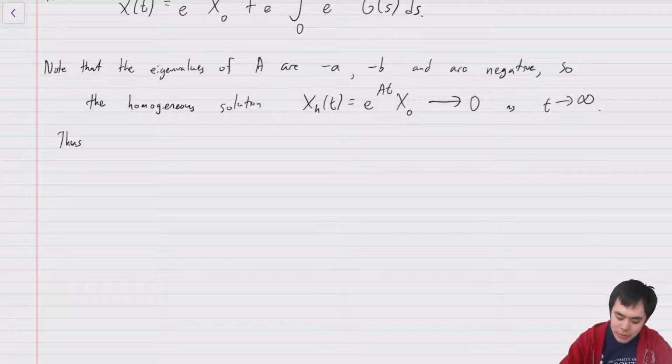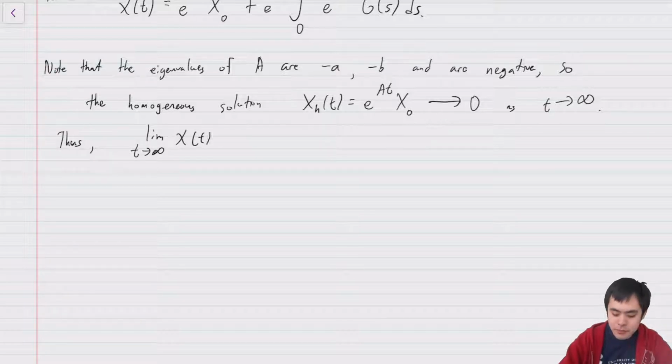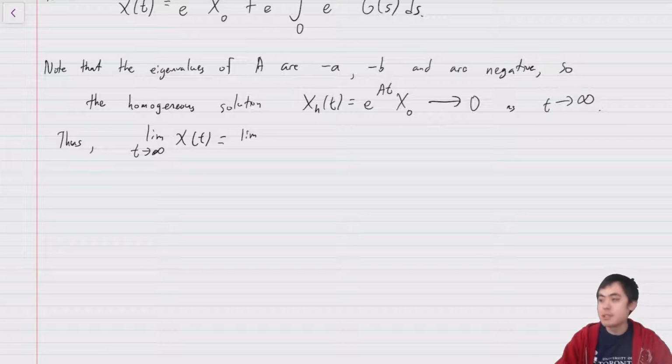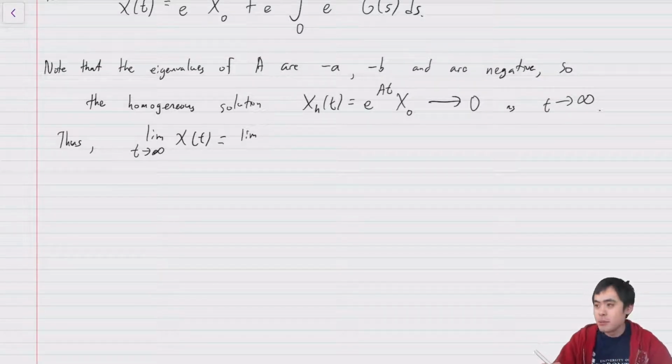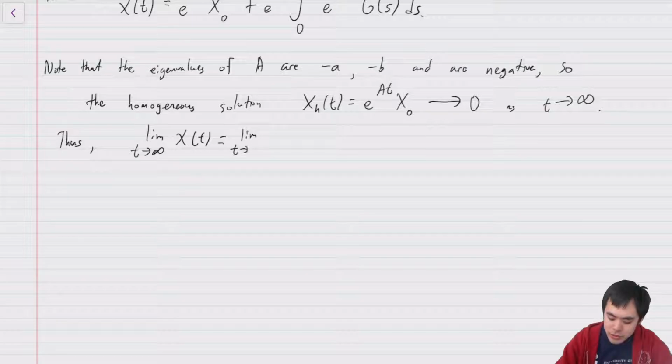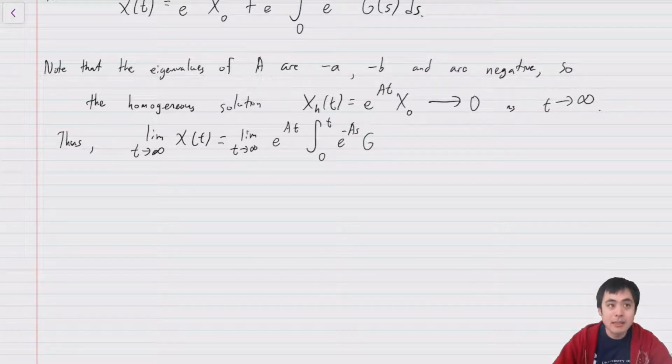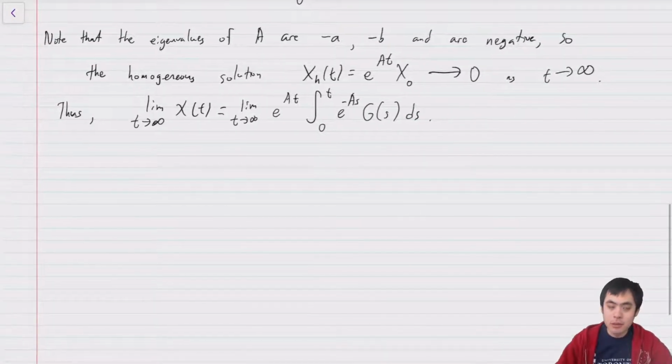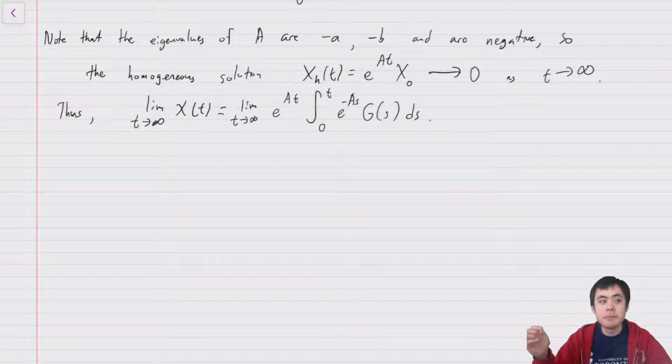So thus, we know that the limit as t goes to infinity of x of t is equal to, well, we know that's the homogeneous plus the particular solution, but the homogeneous solution goes to 0. So as t goes to infinity, this is just the limit as t goes to infinity of e to the At times the integral from 0 to t of e to the As, where we're using s as the variable inside the integration, of minus As, g of s ds. And now all we have to do is solve for e to the At.